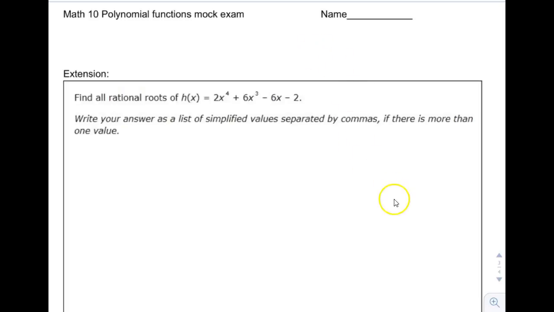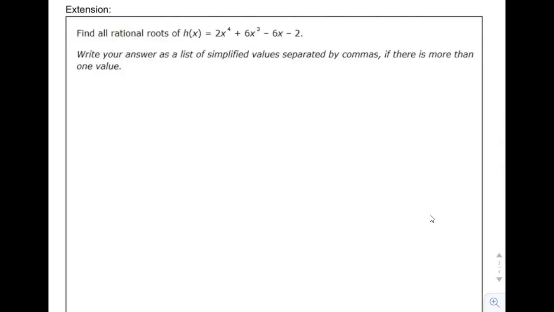Okay, here is the mock exam for the extension section of polynomial functions. First problem is find all rational roots of this function. So this combines a lot of the skills that you've learned along the way. And remember the rational root theorem.